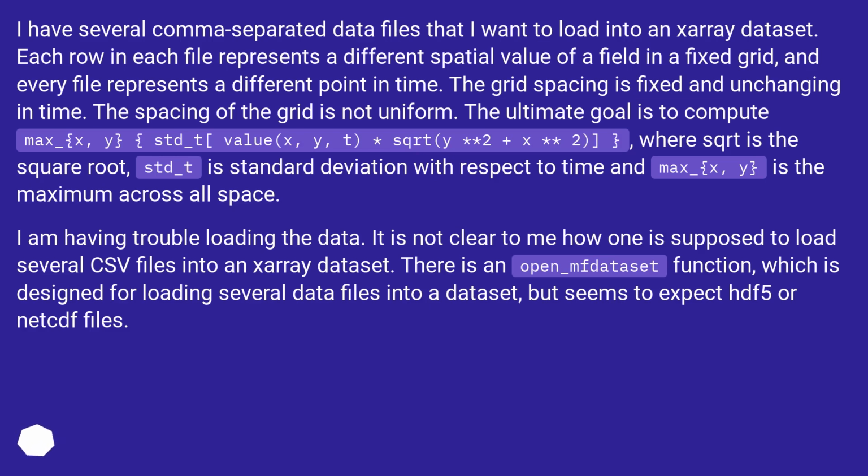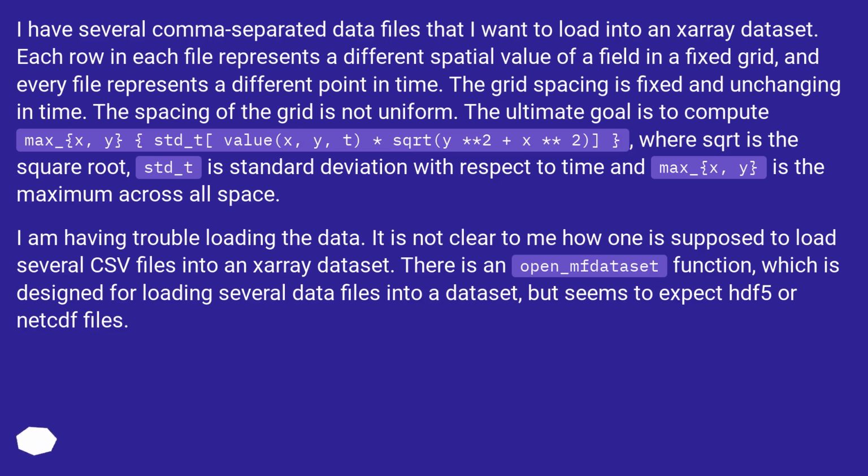The spacing of the grid is not uniform. The ultimate goal is to compute max_x,y std_t value(x, y, t), sqrt(y^2 + x^2), where sqrt is the square root, std_t is standard deviation with respect to time, and max_x,y is the maximum across all space. I am having trouble loading the data.